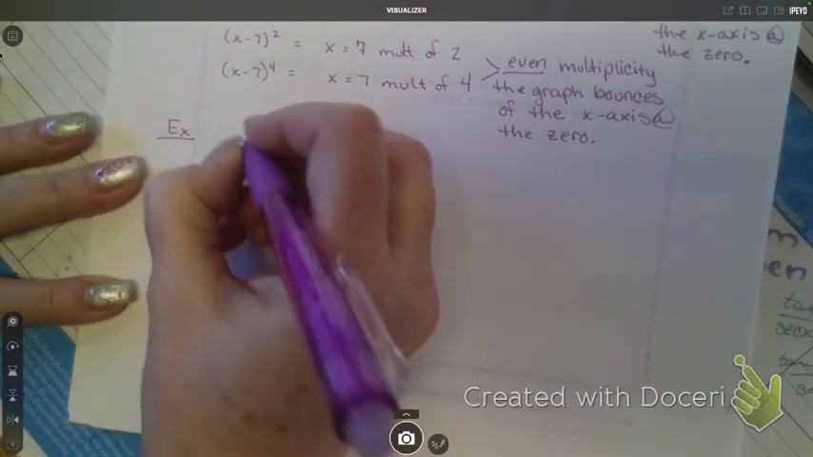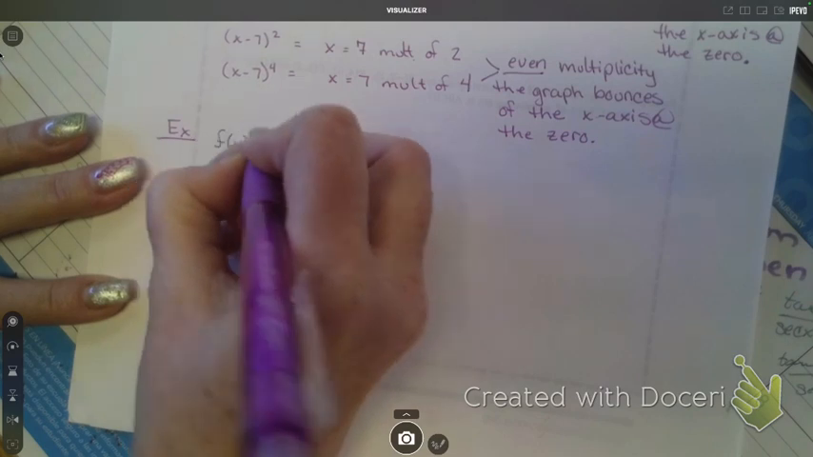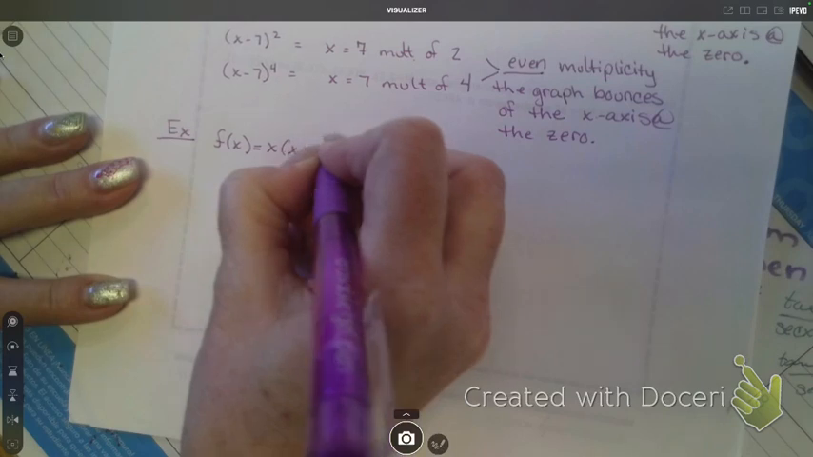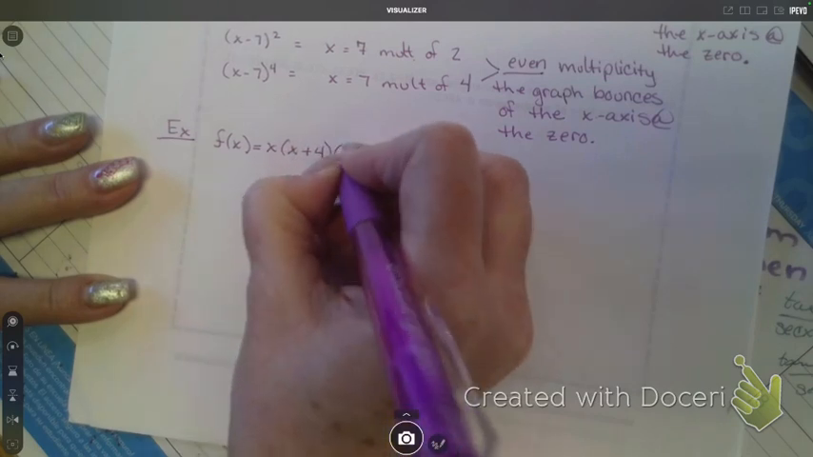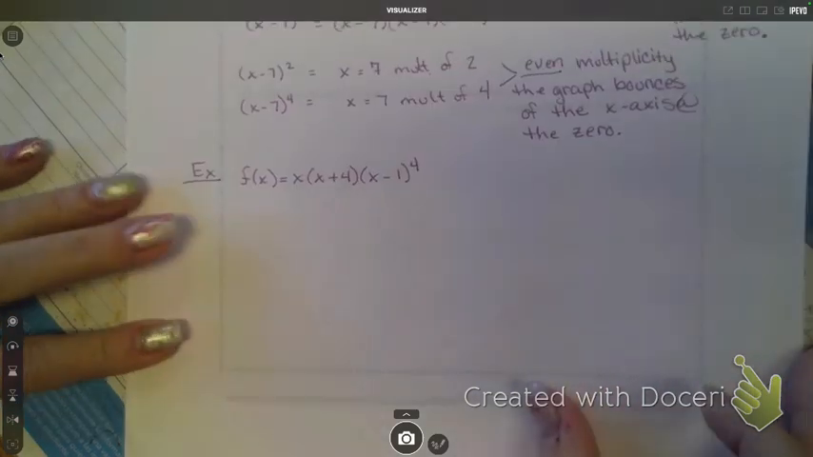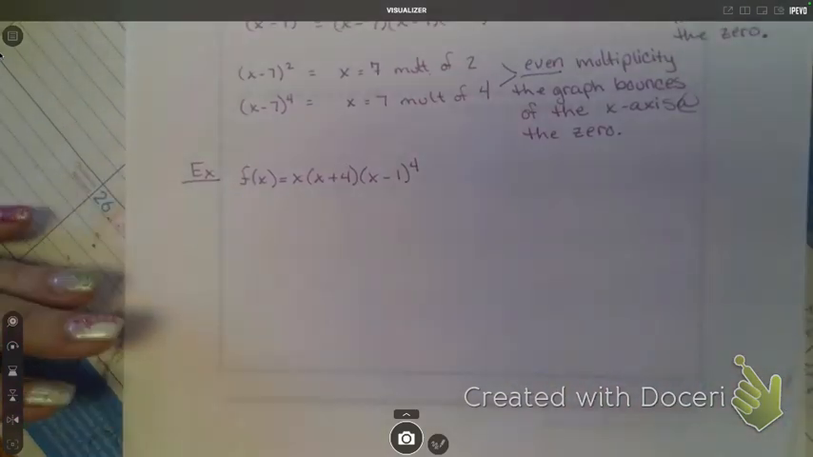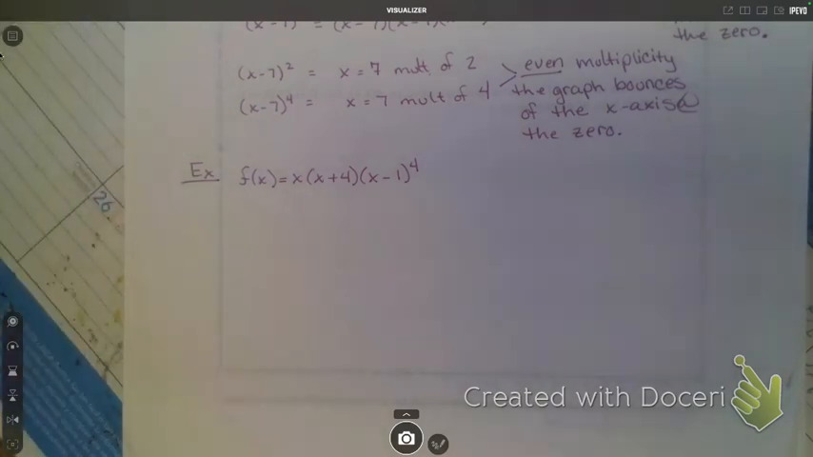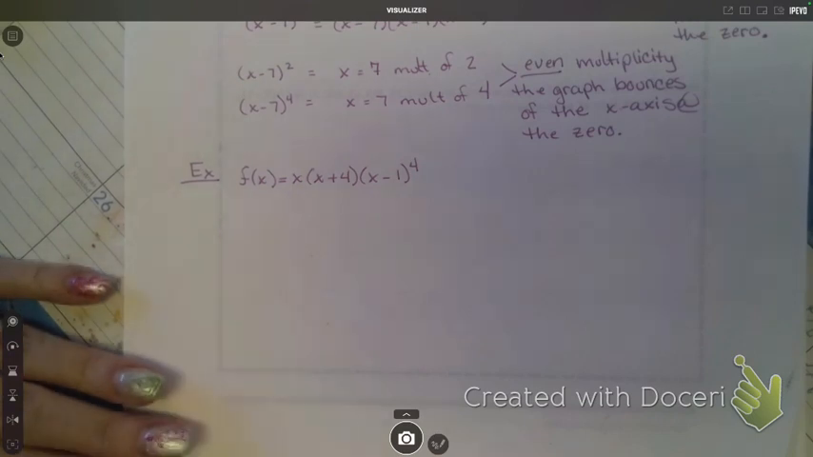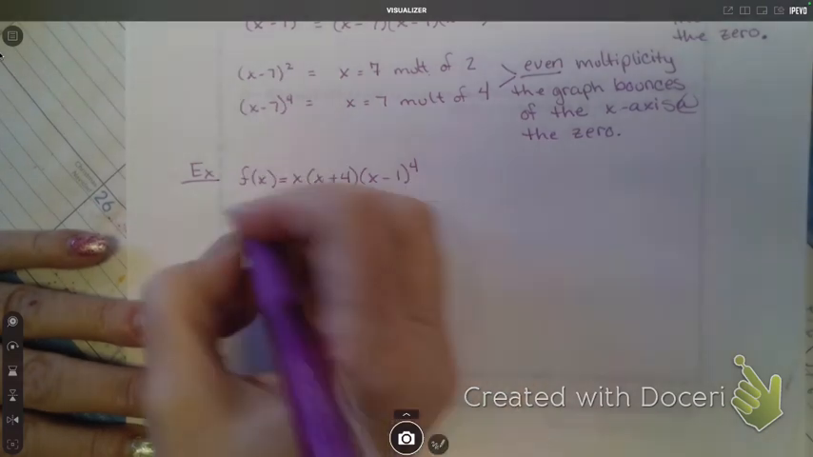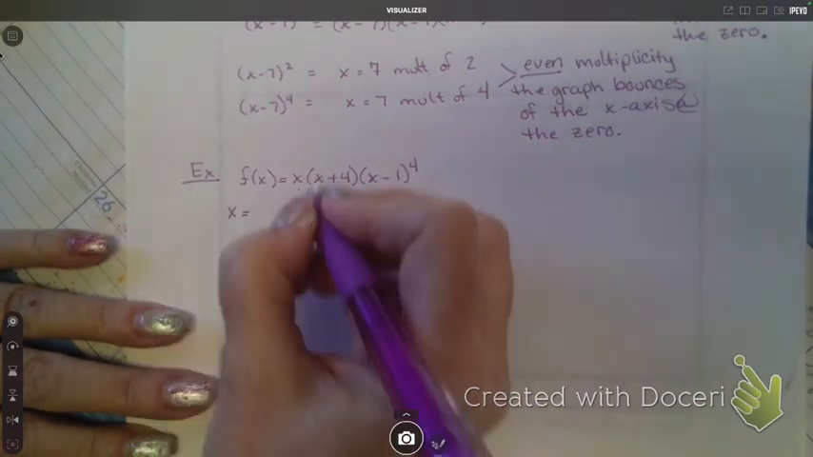So f of x equals x times x plus 4 times x minus 1 to the 4th. Okay, so it says describe the behavior of the graph of the function. So probably should find the zeros first, yes? Yeah. Okay, so we're going to set all of these things equal to 0.